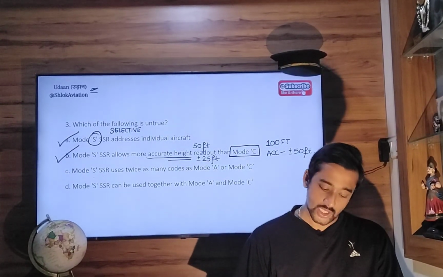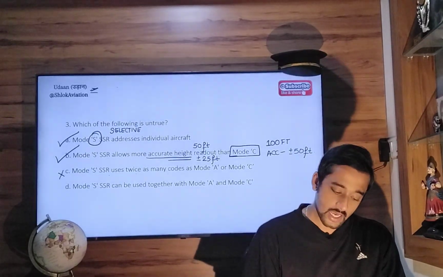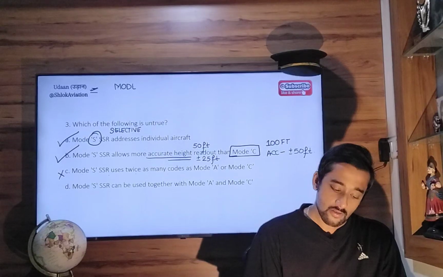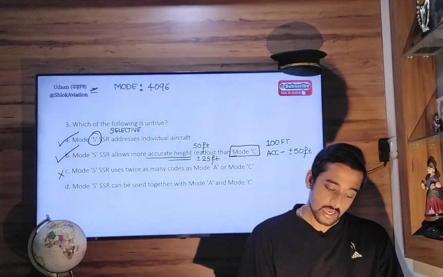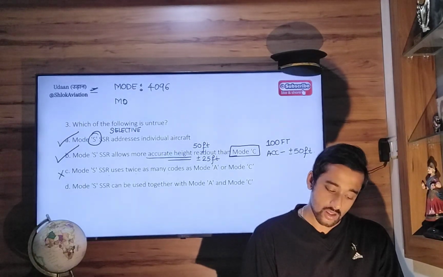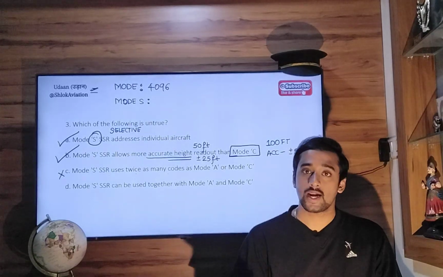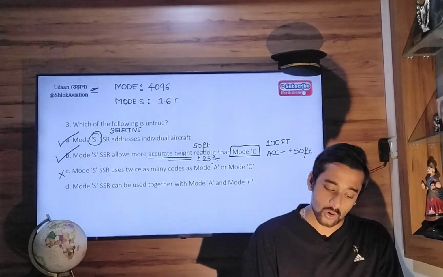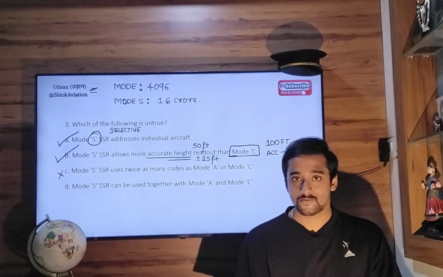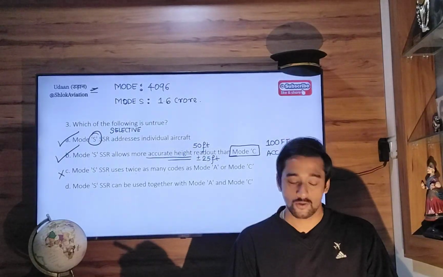Mode S uses twice as many codes as Mode A or Mode C. That is wrong. In case of Mode A, we have 4096 possible codes. In case of Mode S, we have much more than twice that value. We have 1.6 crore codes. Okay, so it is more than twice this 4096 value.